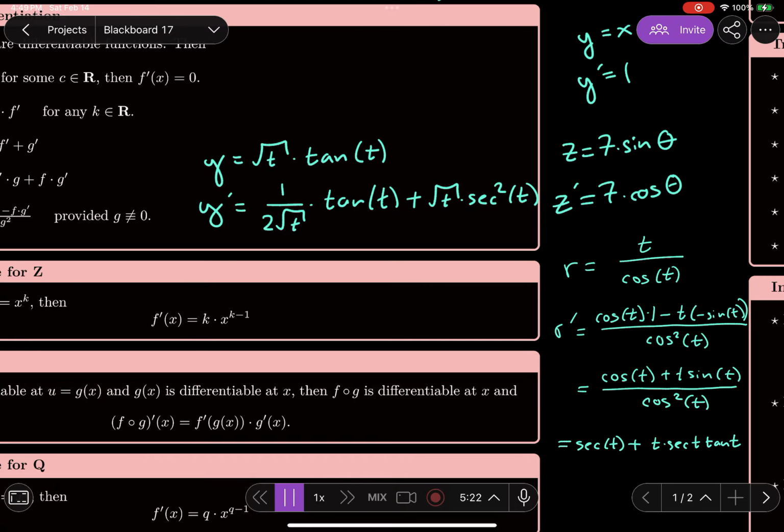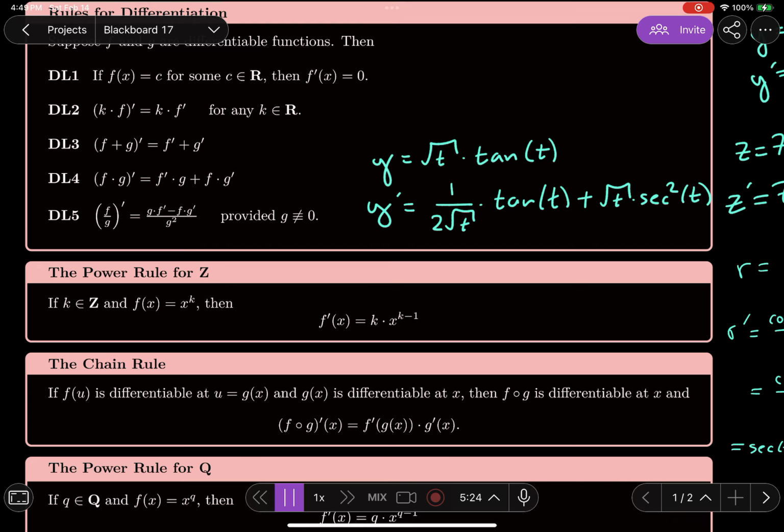And then let's see what we got next. Okay, so we developed the power rule for the integers. Recall that the integers are the set of the whole numbers, the naturals, and their negatives, and 0.